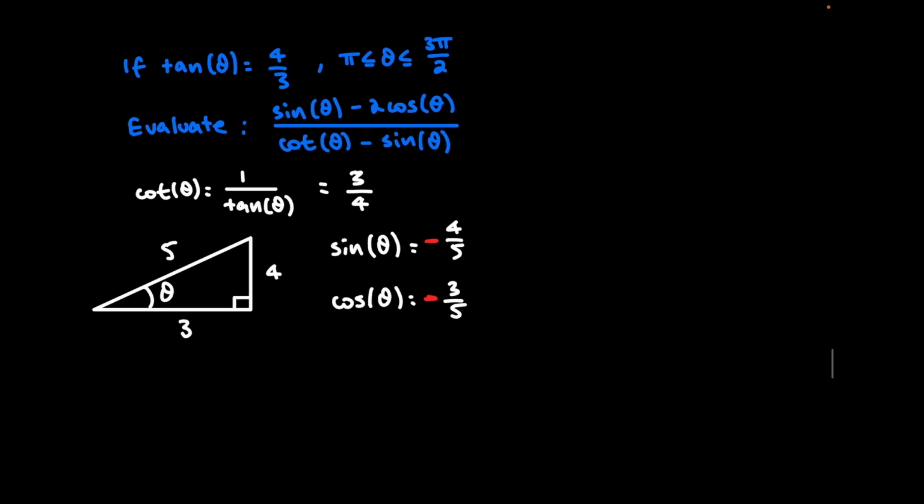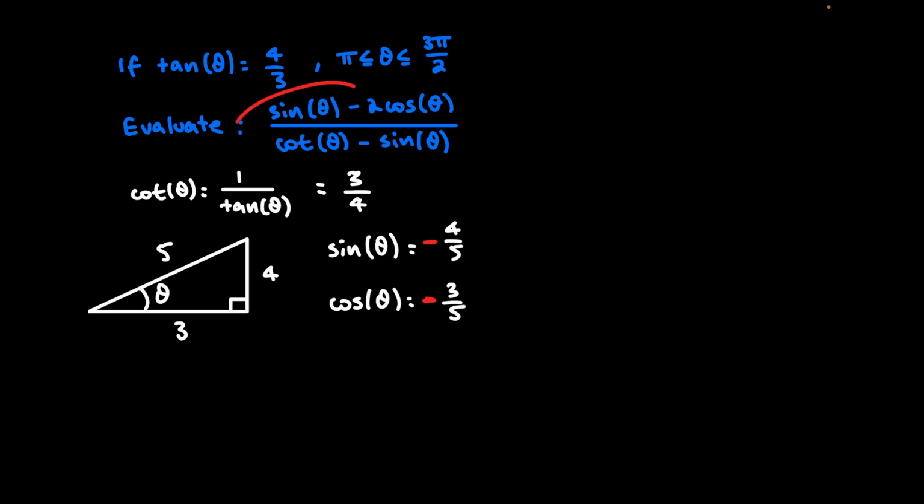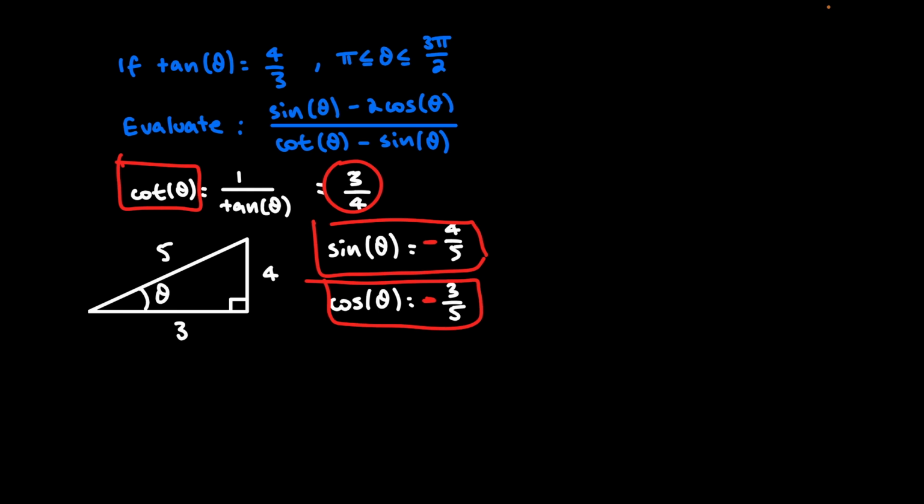So let us now evaluate the actual expression. To evaluate this expression here, we're simply going to sub in the sine of theta, the cos of theta, as well as the cot of theta. So let us now do that in a different color. So this is really going to be the same as -4 over 5 minus 2 times the cos of theta, which is minus 3 over 5, all over the cot of theta, which is 3 over 4, minus the sine of theta, which is minus 4 over 5. So let's now evaluate this.